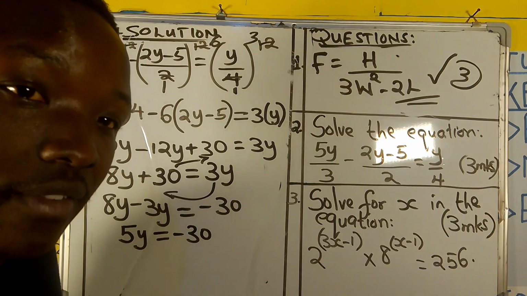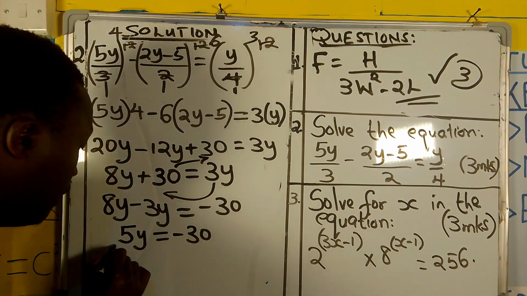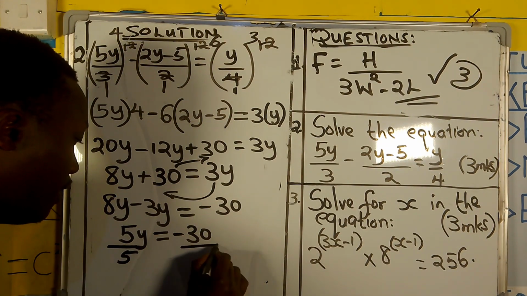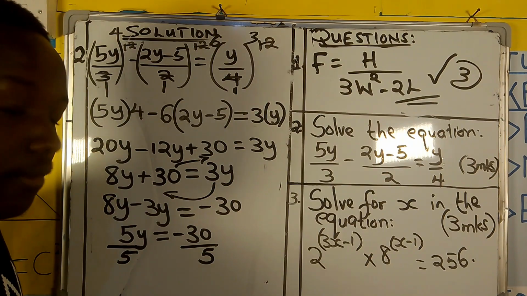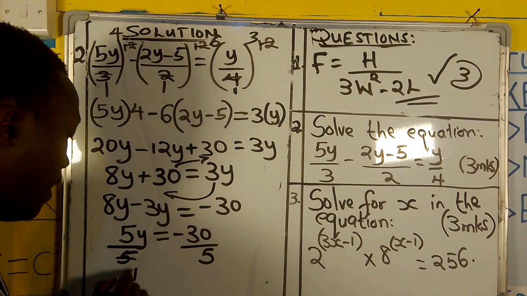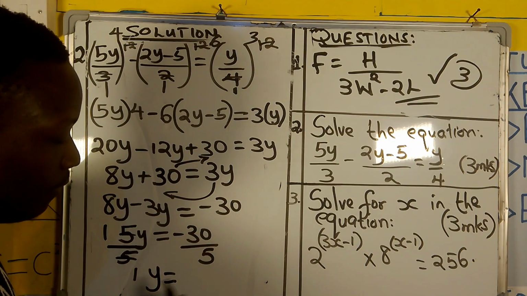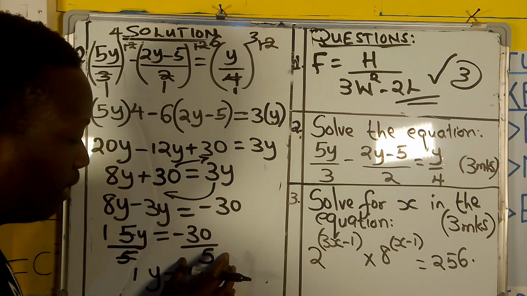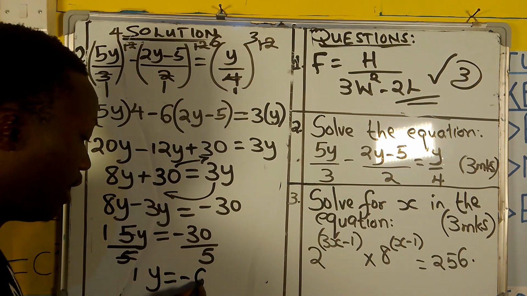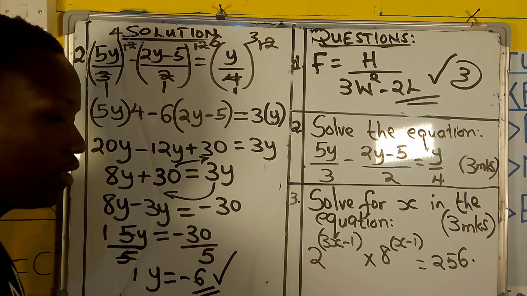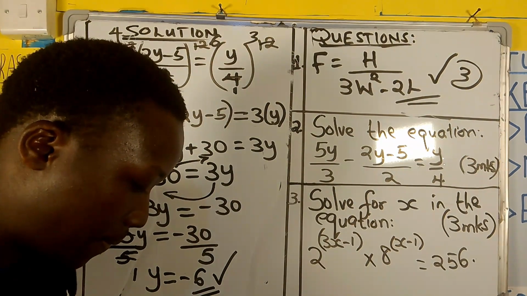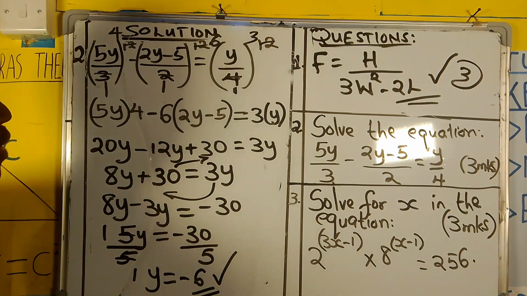For us to determine the value of y, we are now going to divide both sides by 5. When we divide both sides by 5, we get by 5, 1 by 5, 1. And y will be equivalent to negative 30 divided by 5, which is negative 6. And that is going to be our answer. Negative 6 will be the value of y.